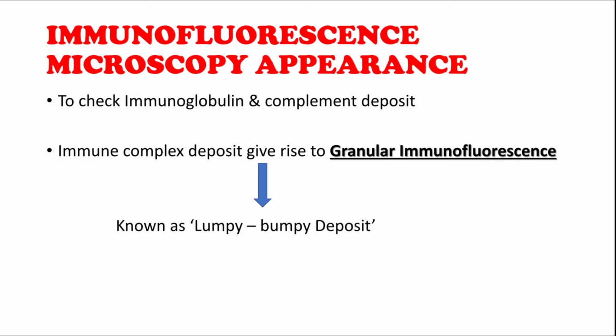Now, whenever the immune complex is deposited, it will activate the complement. So the immunoglobulin and the complement both will get deposited in the glomerulus, which can be seen by immunofluorescence microscopy. And it will give a granular appearance. The fluorescence will be granular, particularly in the subepithelial lumpy bumpy deposit. So, whenever the immune complex deposition mechanism operates, it will give a granular immunofluorescence appearance.